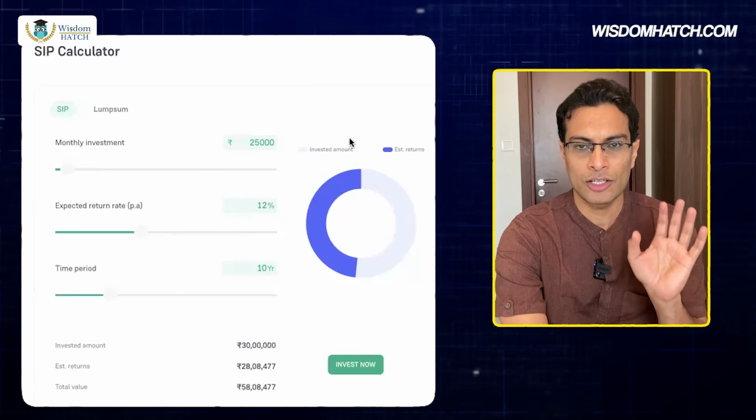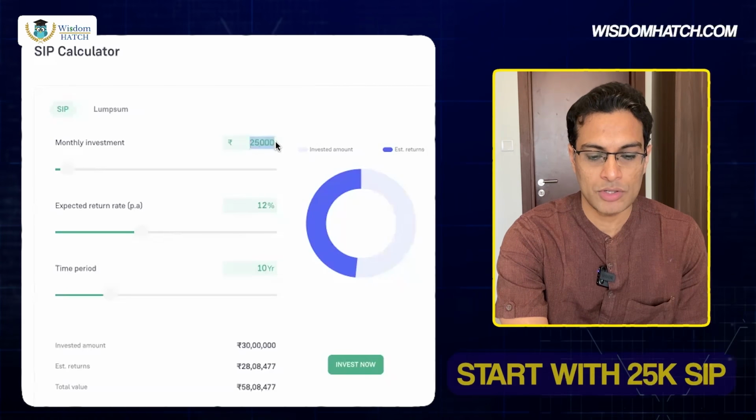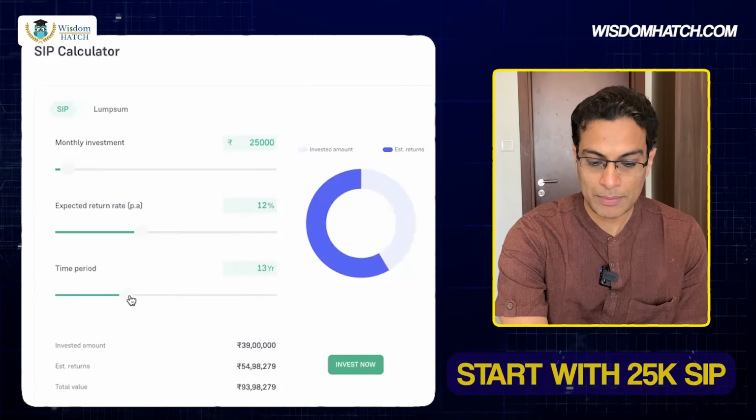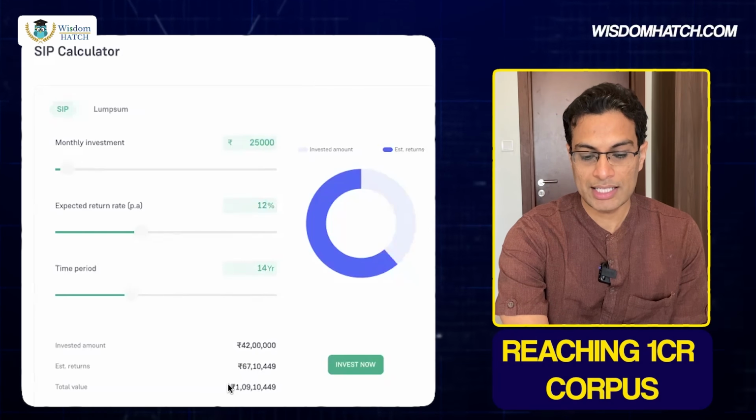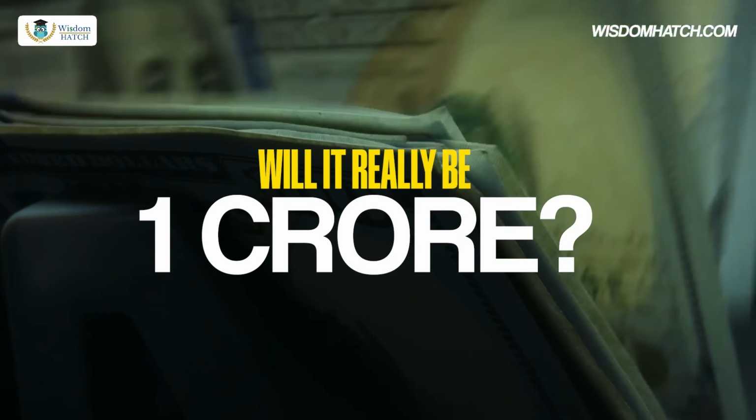उसकी math देख लेते हैं जो आपको हर कोई बताता है कि for example if you start with a 25,000 SIP at 12% for, let's say, roughly 14 years, you will reach that 1 crore corpus. ठीक है, बहुत बढ़िया बात है, लेकिन with the value of 1 crore after 14 years, when you reach this corpus, will it really be 1 crore?